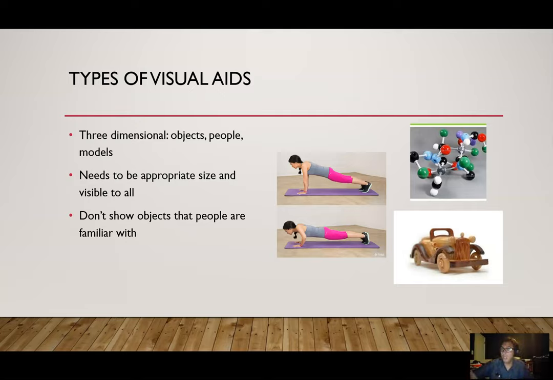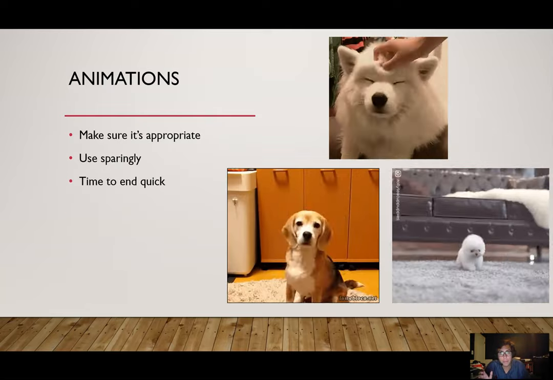Also, if I was to show, for example, this flash drive, then that may be easy for you to see now, but if I was to show it in a large auditorium, that may be challenging. So as a result, I may instead take a picture of it and then put that picture up on a PowerPoint. That way, it's large enough for the audience to indeed see. And we shouldn't show objects that people are familiar with.